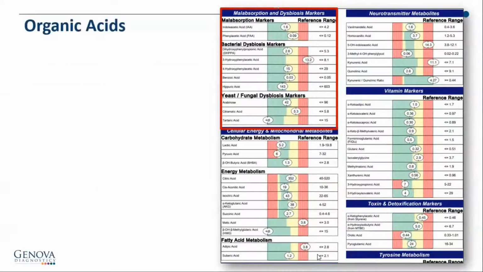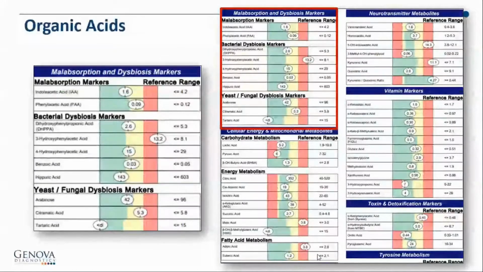So what about the gut? Malabsorption and dysbiosis markers. Well, under bacterial dysbiosis, I see a high 3-hydroxyphenylacetic acid. So here I have an organic acid that is elevated that may speak to really malabsorption as well, but certainly the possibility of dysbiosis. Now, there are also foods that can influence this, and they're listed in the interpretive guide. So bear that in mind as well.